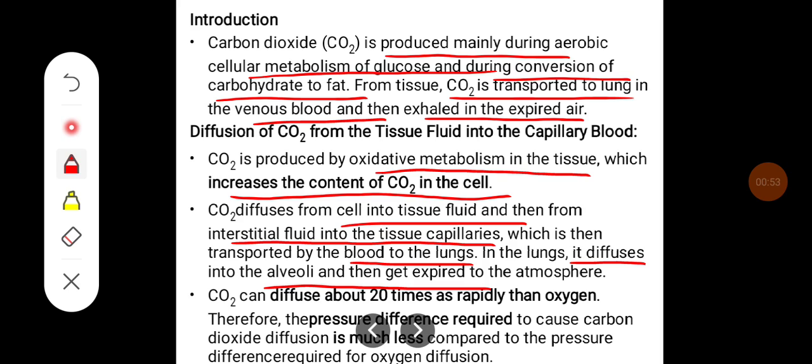Carbon dioxide can diffuse about 20 times as rapidly as oxygen. Therefore, the pressure difference required to cause carbon dioxide diffusion is much less compared to the pressure difference required for oxygen diffusion.